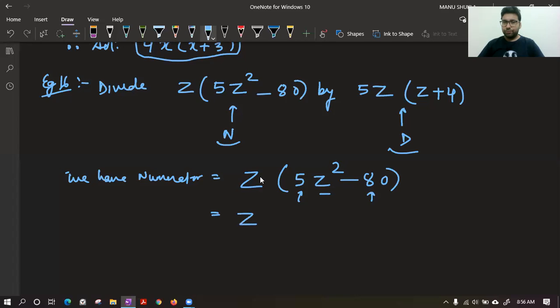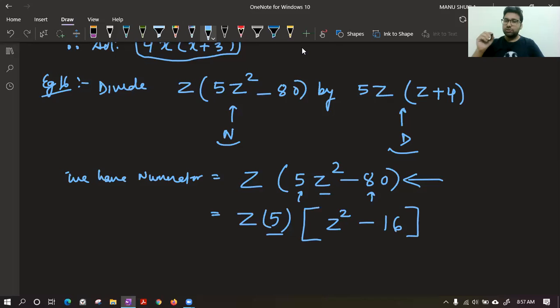So 5z will come out, and what is left inside? z square, then we have a minus sign, and for 80 what will we write? 5 ones are 5, 5 threes are 15, 5 sixes are 30... So you can see suddenly things became very clear. Earlier we were not able to apply any formula in this bracket, but as soon as we took this 5 common, things became very clear.